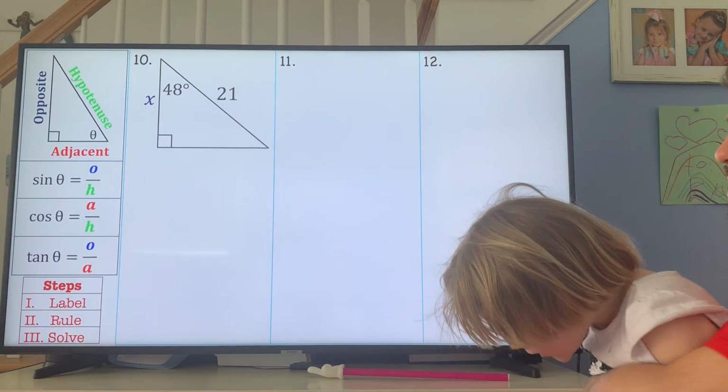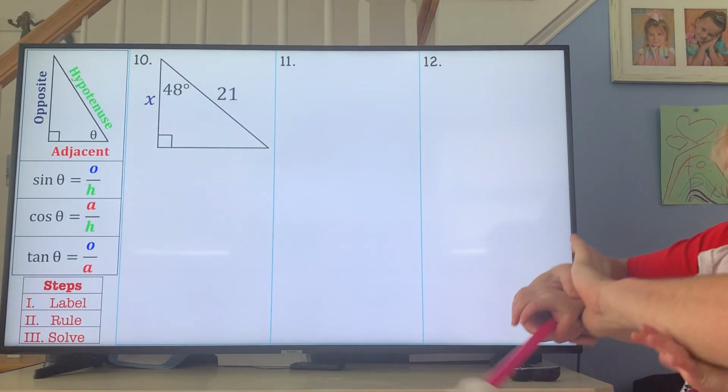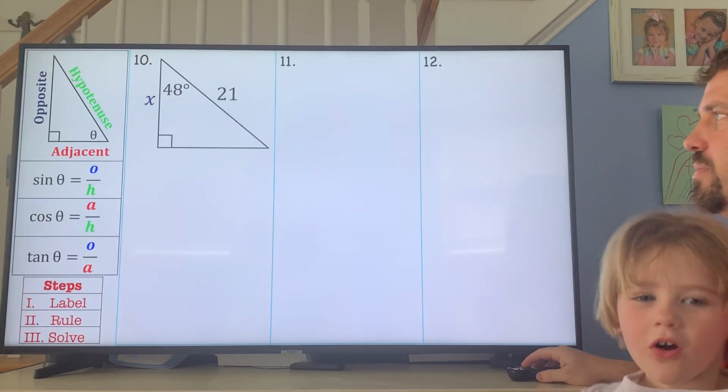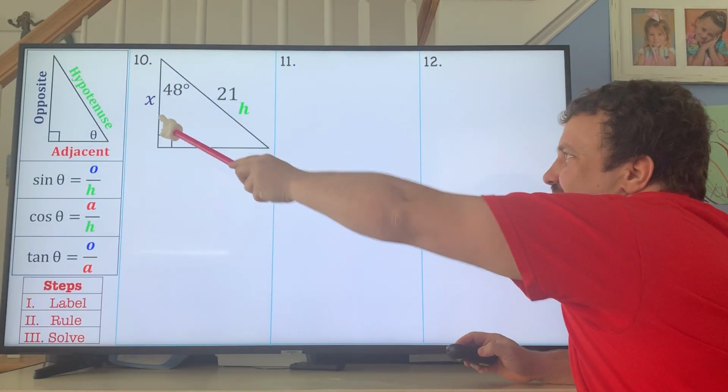All right, number 10. You're going to have a point right there. The hypotenuse is 21, and x right there is adjacent.